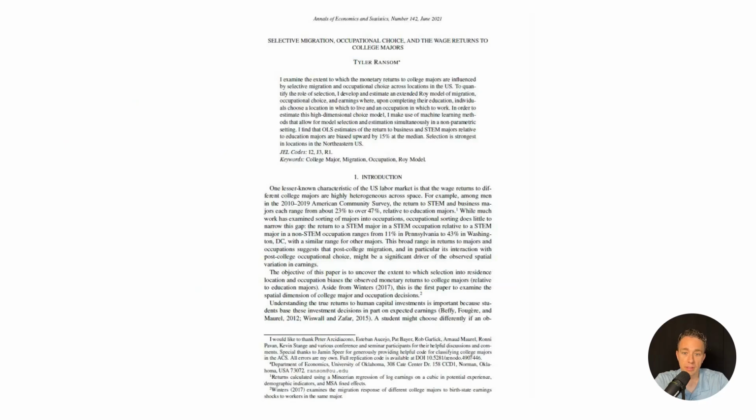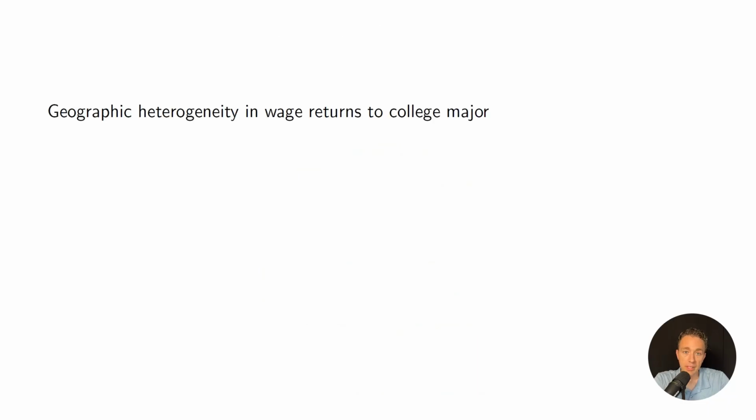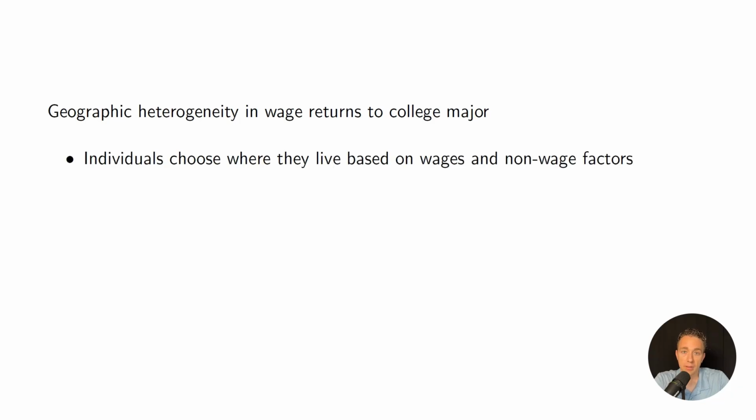So the paper that I published in 2021 is looking at migration in the United States and selection into major choice. And there's a high dimensional choice set here because there's many different places that people can live and work in. And the key idea is I want to know what's the return on average to choosing a particular college major. And it's understood that individuals are choosing where to live both in terms of their wage and non-wage factors. So maybe I'll take a pay cut to live closer to my family, for example.